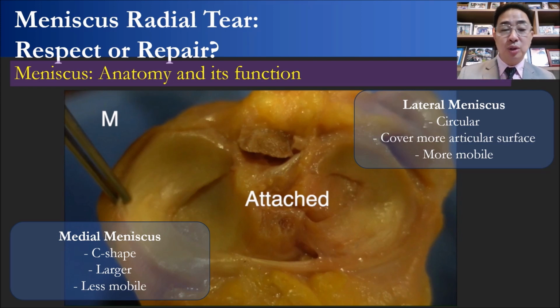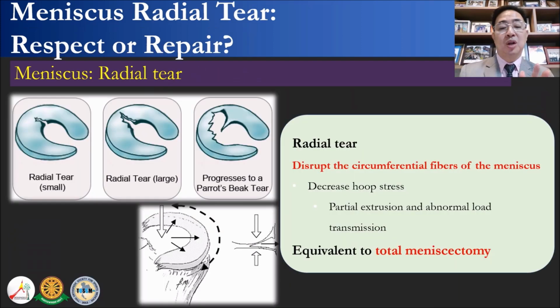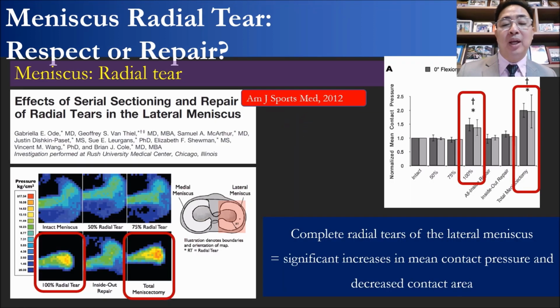It's very similar to root tear, and the tear side is perpendicular to the fiber. So when the radial tear happens, it disrupts the circumferential fiber. So the hoop stress tolerance would be dropped, causing meniscus to be extruded, and the load transmission would go directly to the bone. It's like you have no meniscus or total meniscectomy, same like meniscus root tear. As shown in this biomechanical study in 2012, once the meniscus root tear, the load transmission to the bone is very high. It's same like you have no meniscus.